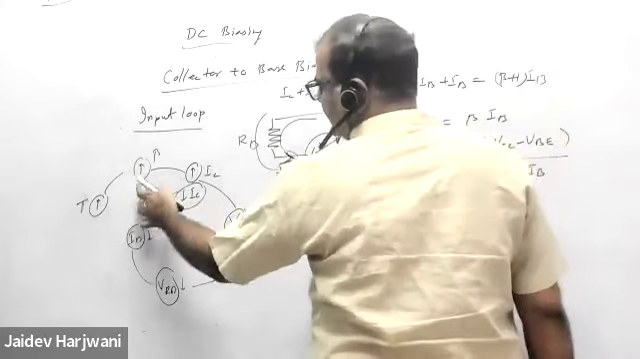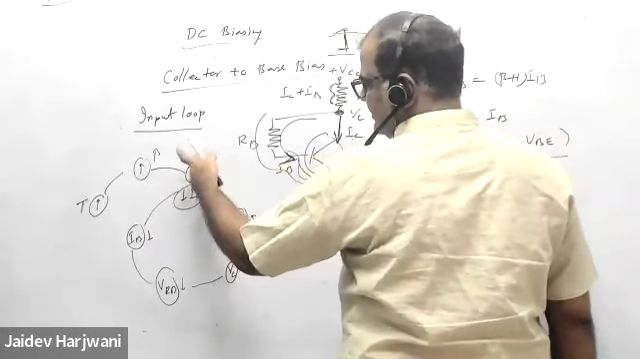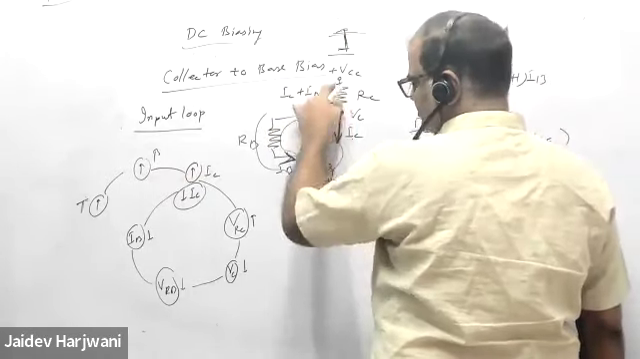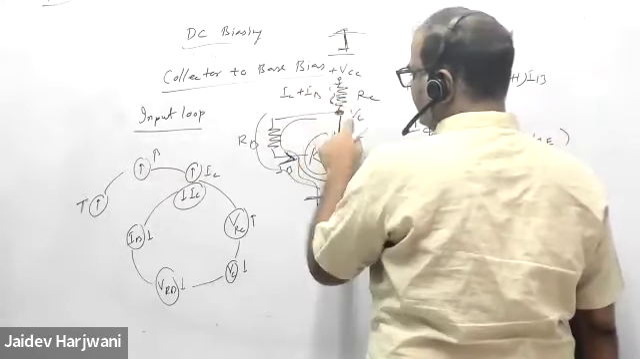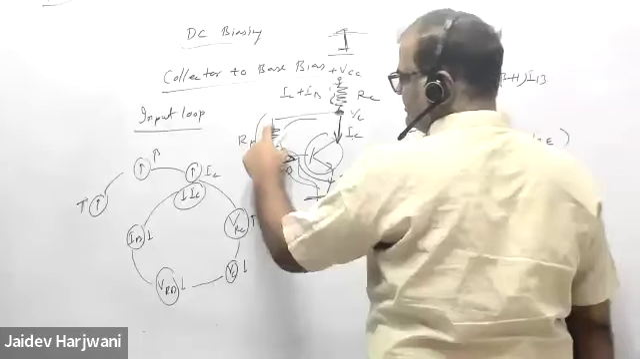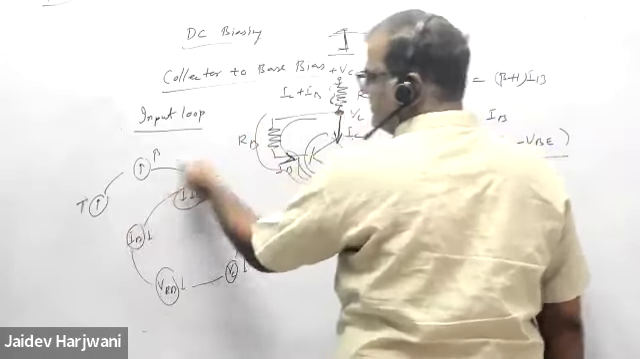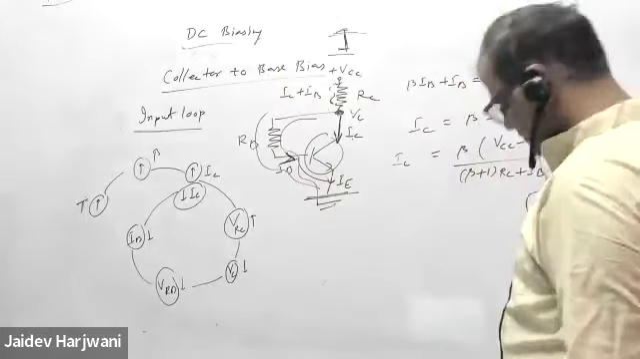T increases, beta increases, IC increases. IC increases, this drop will increase because IC is flowing here. This drop is increasing, that means this point is decreasing. This point is decreasing, that means this drop is decreasing. This drop is decreasing means IB is decreasing. IB is decreasing means IC is decreasing. Okay.